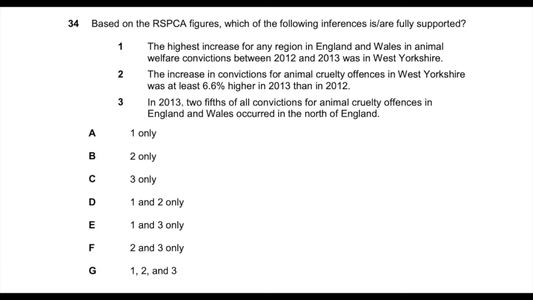Statement 2 is not fully supported because although the text states that the convictions in the north as a whole rose by 6.6%, this does not mean that convictions in West Yorkshire had to have risen by this figure or more. Statement 3 is fully supported because the number of convictions in the north in 2013 were 566 whilst the total number of convictions was 1371. 2/5 of 1371 is 548.2, meaning that at least 2/5 of convictions occurred in the north in 2013. Thus option C is correct.